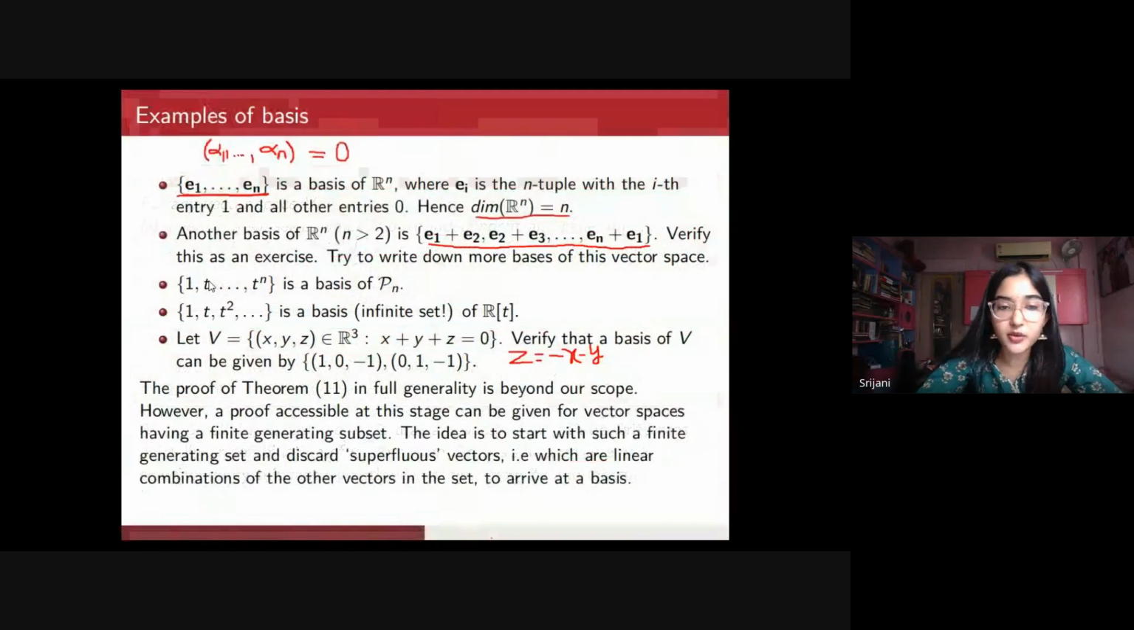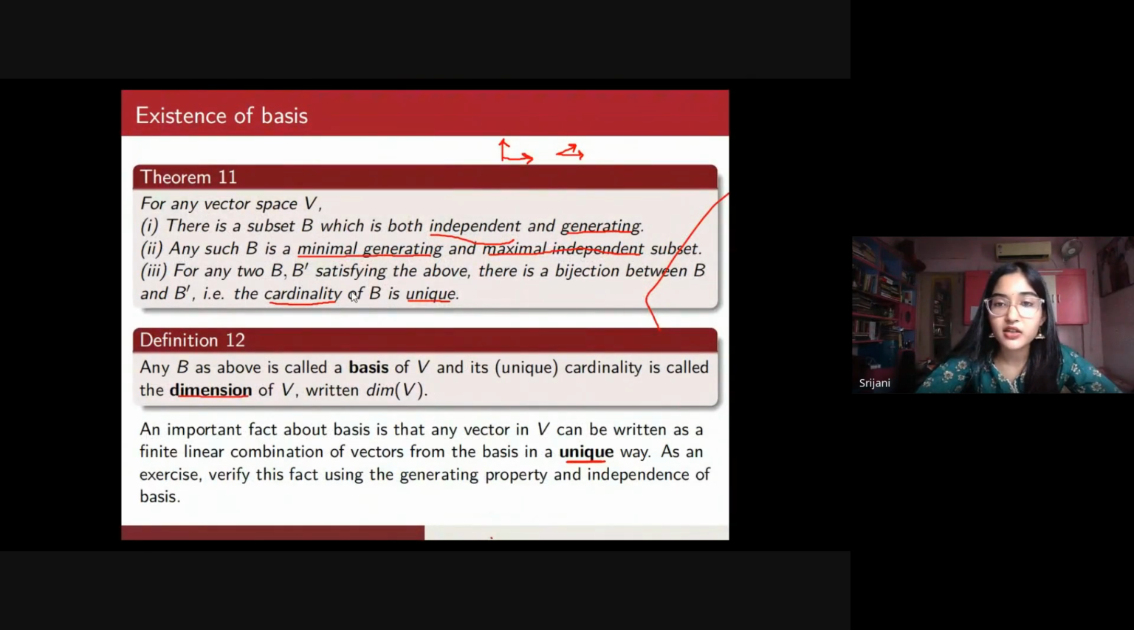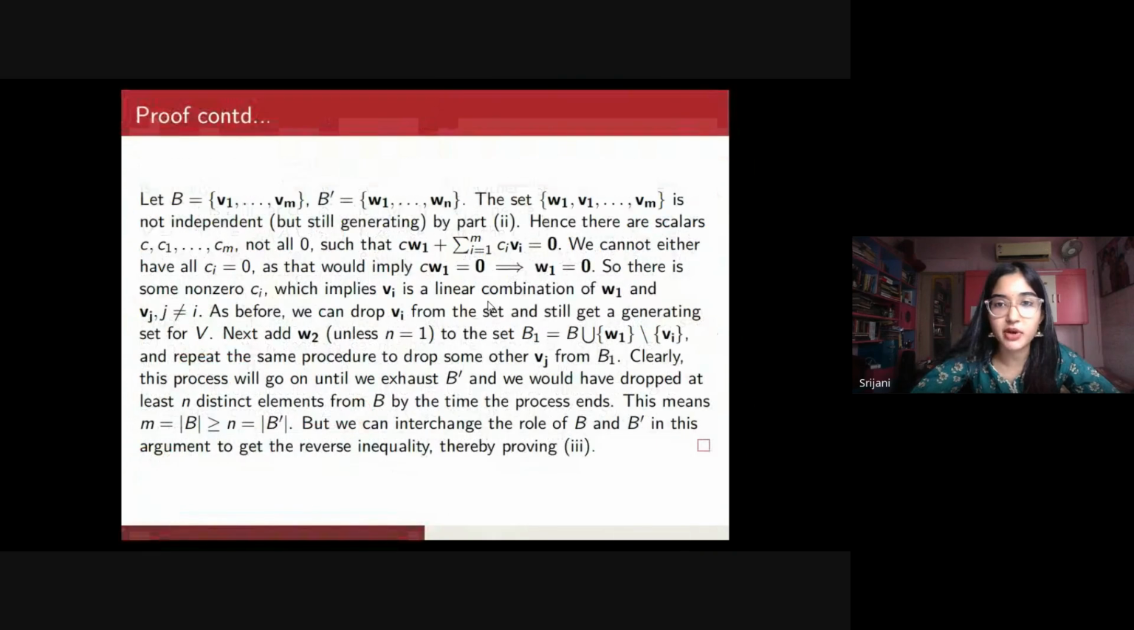Now for this third part, we need something called Steinitz's exchange lemma. So it is something like this. This is the algorithm. First, we take any two such bases, B with m vectors and B prime with n vectors. Both satisfy the property of minimal generating and maximal independent. But now we have to show that m is equal to n. The idea is, we take one vector W1 from B prime, put it into B, and discard one vector from B.